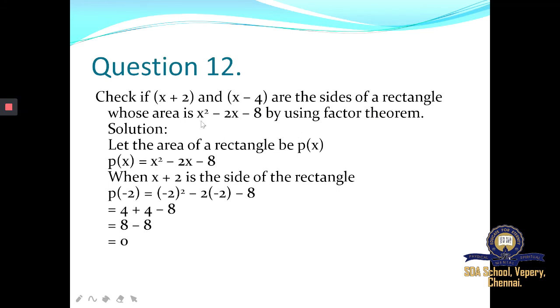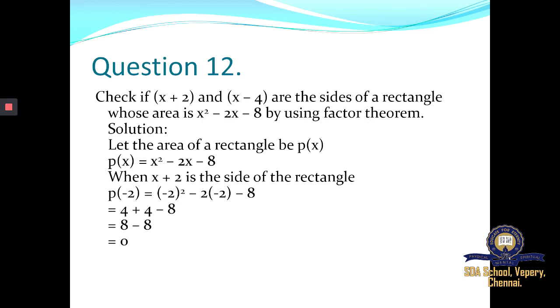Then what are we supposed to do? When x plus 2 is the side of the rectangle, let us take this, which means it is a factor. They have clearly said that we are supposed to solve it using factor theorem. So it is understood that x plus 2 is a factor or not, we have to check. That's what they are trying to say. So if x plus 2 is a factor, I have to equate this x plus 2 to 0. What will I get? I will get minus 2, right? So wherever x is, just replace it by minus 2 on both sides.